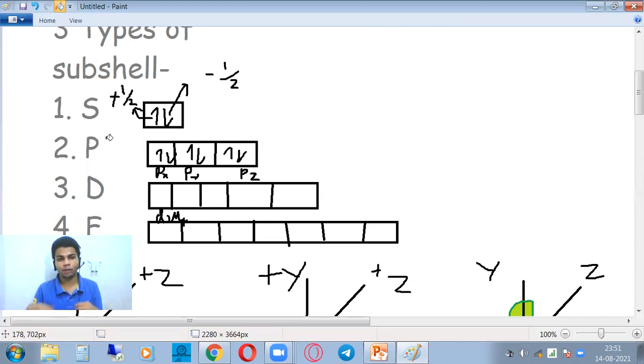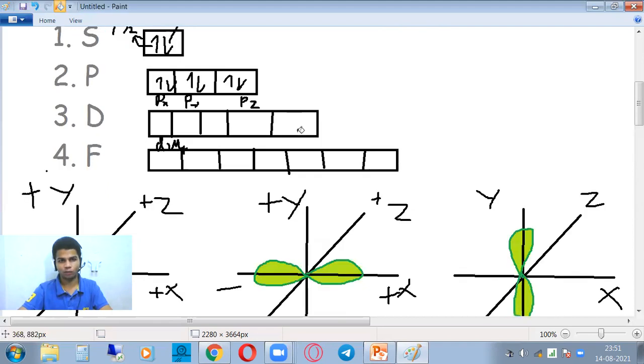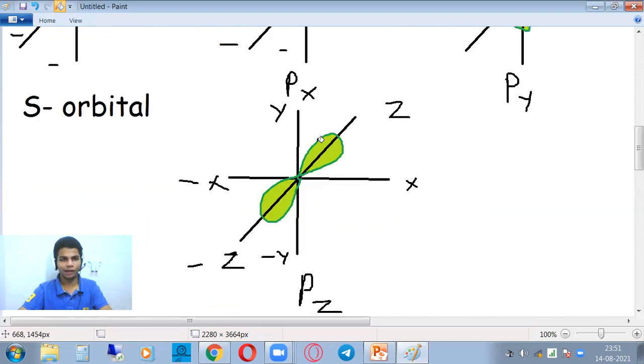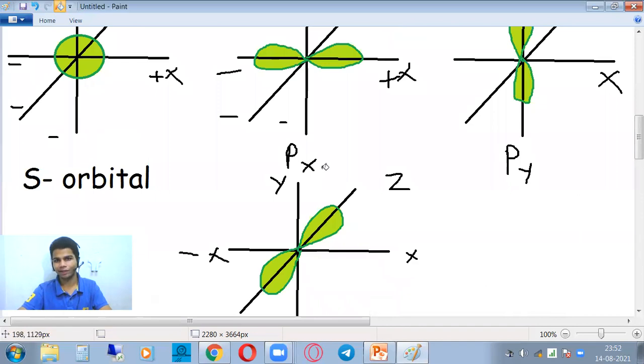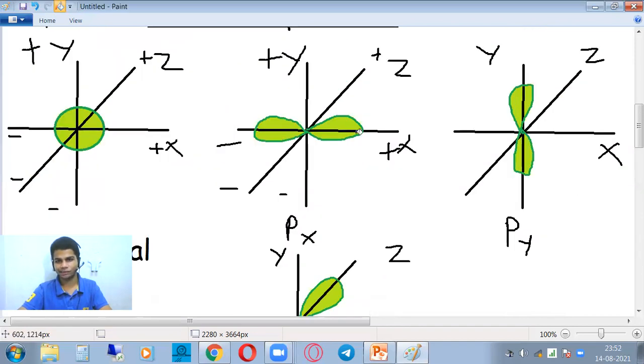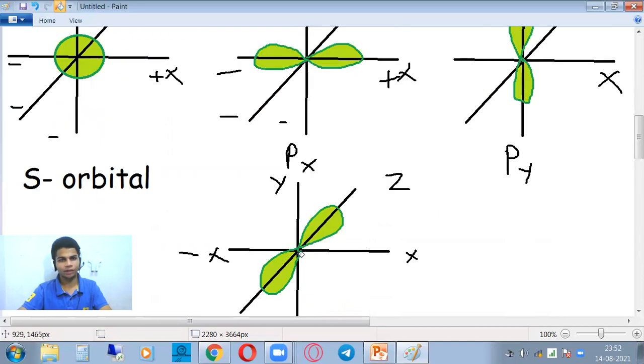If I talk about the p orbital, its shape will be dumbbell. If I talk about the d orbital, its shape will be double dumbbell. For p orbital, there will be three: px, py, and pz. For d, there will be five: dxy, dyz, dzx, dx square y square, and dz square. You can see here as well. Like I already described, in the s orbital you can find the electrons in the spherical region. Px orbital you can find on the x-axis, py orbital on the y-axis, and on the pz you can find electron on the z-axis.